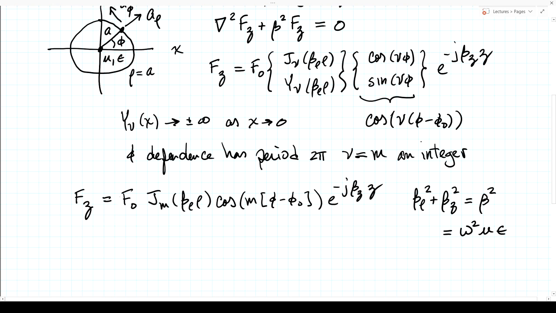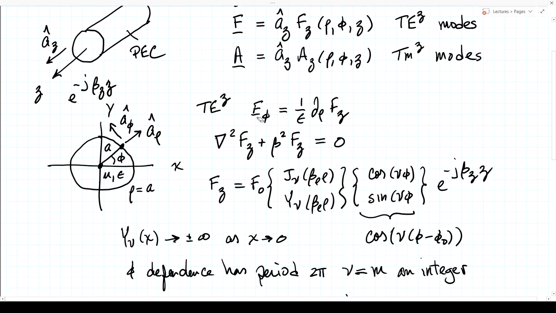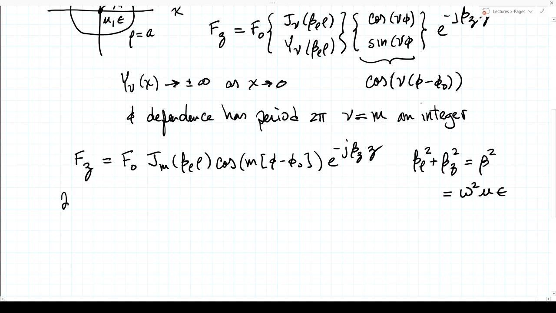All right, so if this is our solution that we're assuming, and our only boundary condition in this case is that the phi component of the electric field is equal to zero, and the phi component is proportional to the rho derivative of F sub z, then we must have that the rho derivative of F sub z is equal to zero at rho is equal to a. So it's a boundary condition in the coordinate rho, and all the rho dependence comes through this J_m of beta rho rho factor. The derivative of that would give you beta rho J_m prime of beta rho rho, evaluated at a, and that must be equal to zero. The other terms don't in any way affect the value as a function of rho, so that factor alone must be equal to zero.